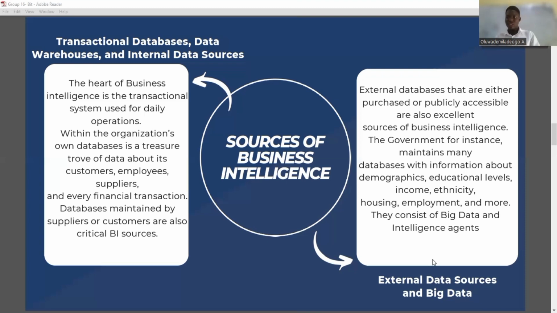There are also intelligence agents that can be outsourced from outside of the company to help make meaning of or interpret this data. So I'll be passing over to Testimony so that we can explain how this data has been mined.